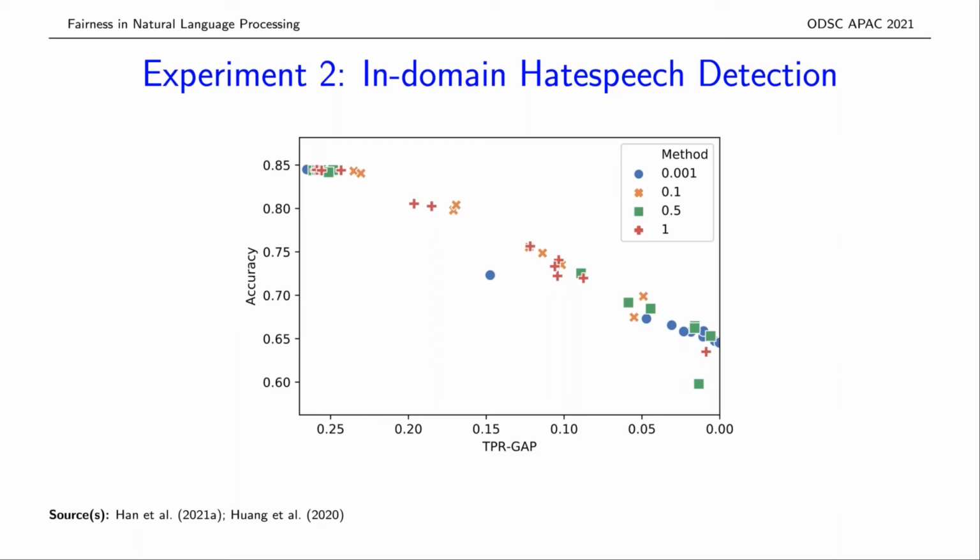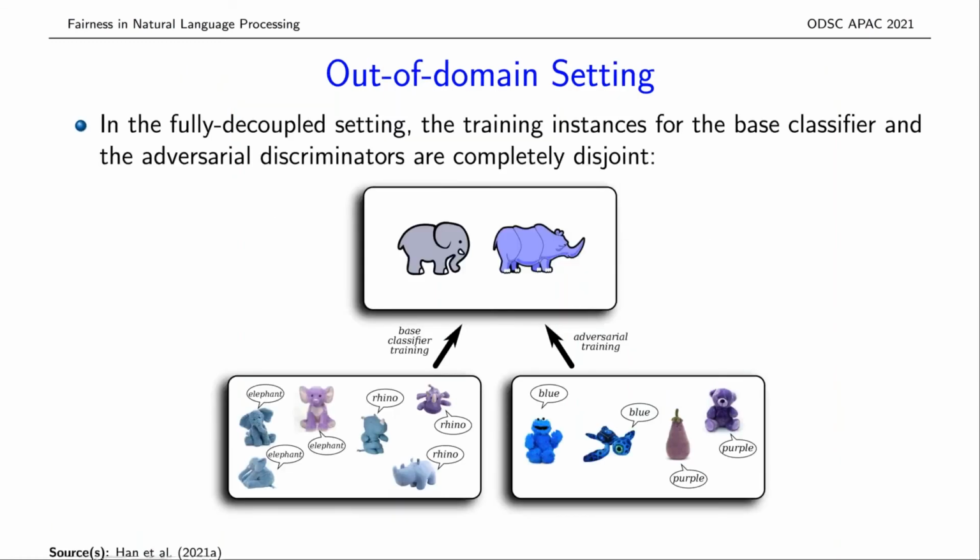It's only for lower accuracy levels that you start to observe much differentiation there. So again, we can get away with very little label data in domain. What about this out-of-domain setting though?